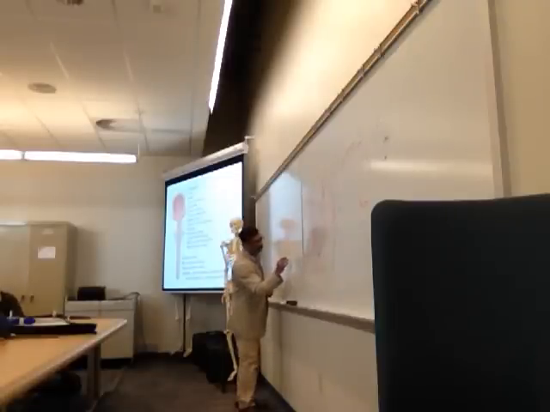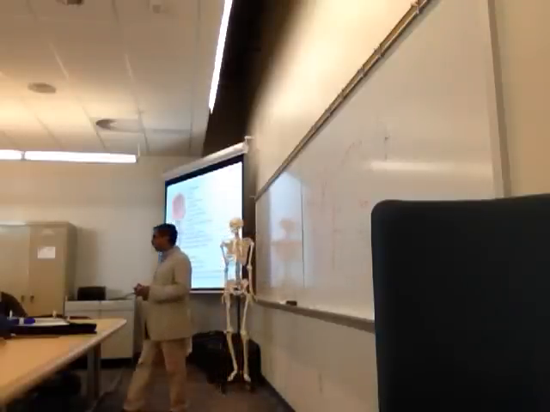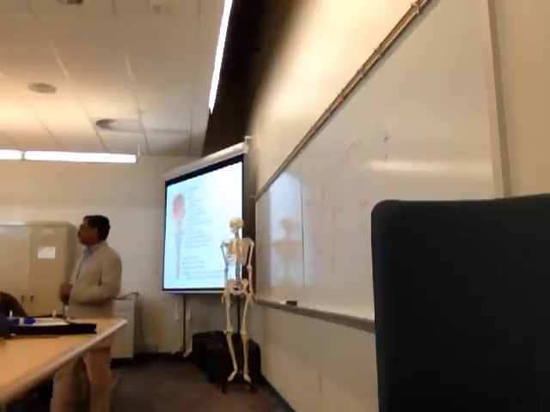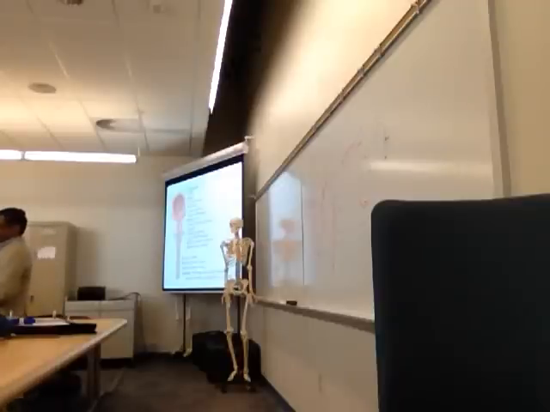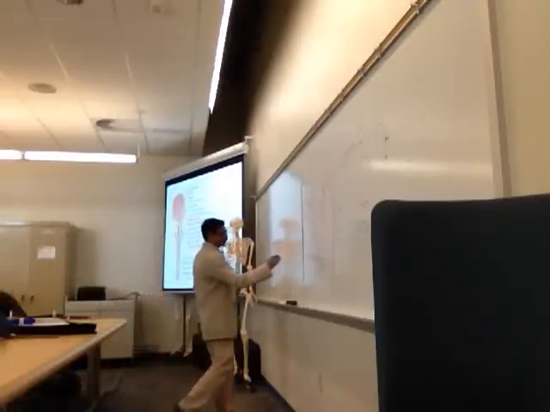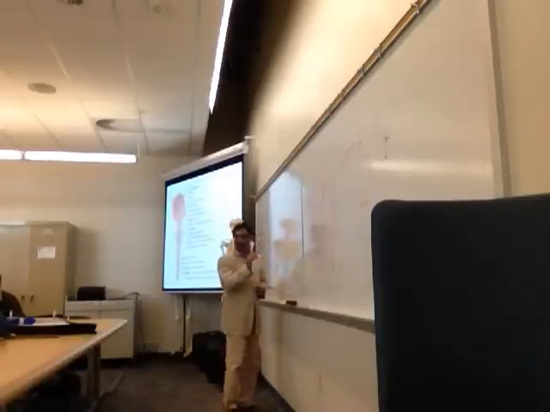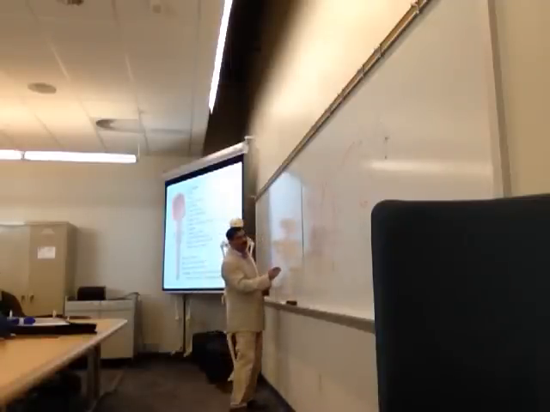hematuria. What is that? Blood. If you see the presence of red blood cells in the urine, that is called hematuria. So red blood cells, erythrocytes, in urine.